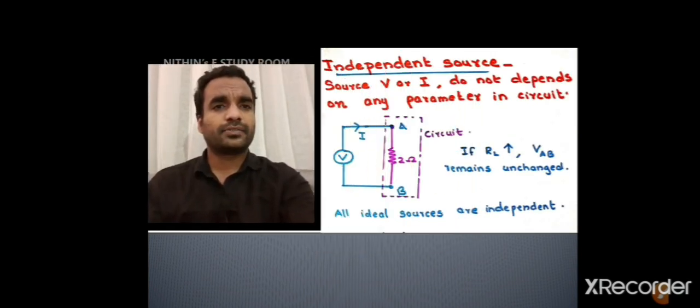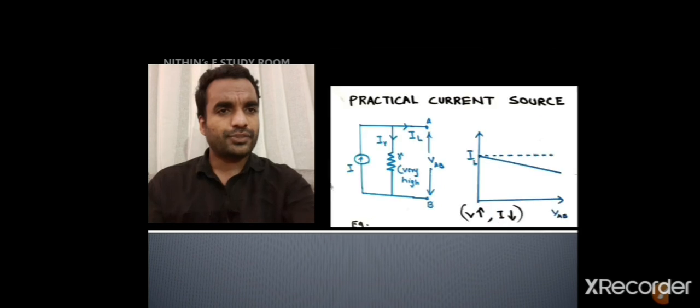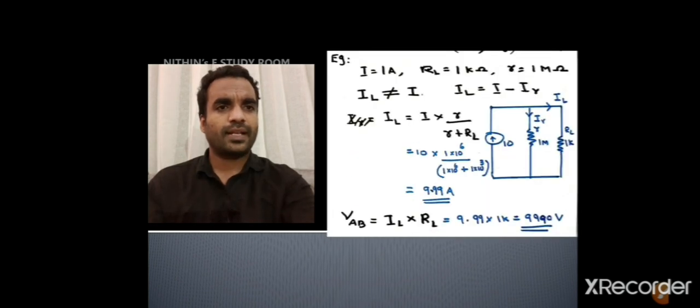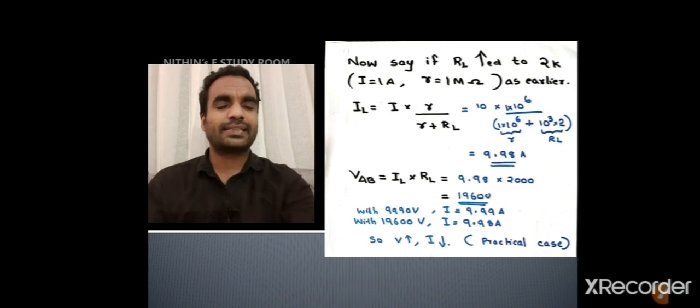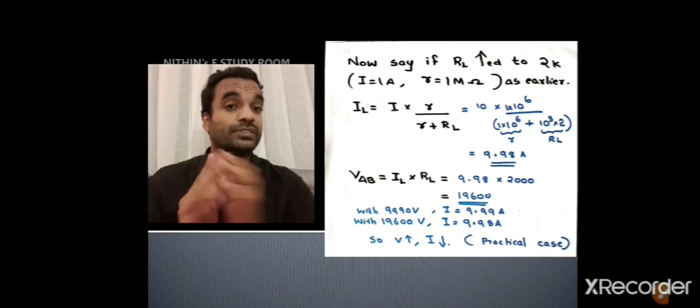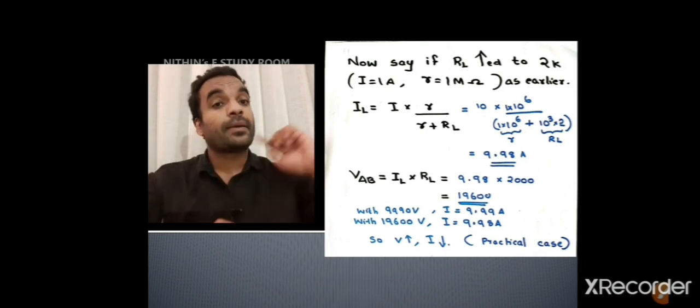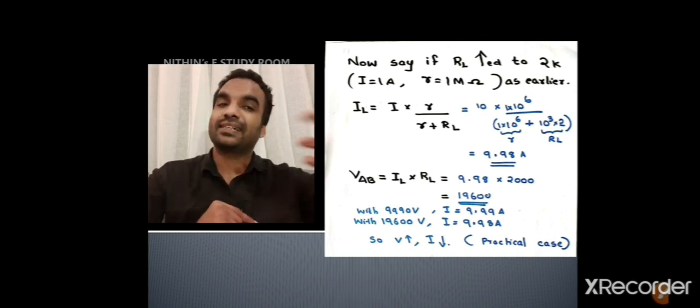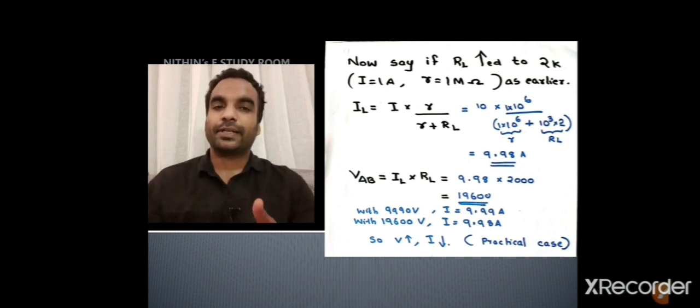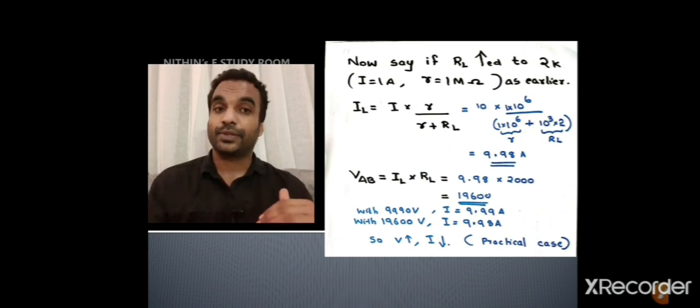I think I can show you that in this case, when you are increasing the resistance, the current value is also changing. In both these cases, the current value is changing. Why did it happen? The current supplied from the source is dependent on the parameters of the load circuit. When load resistance increases, the current value reduces, and vice versa.